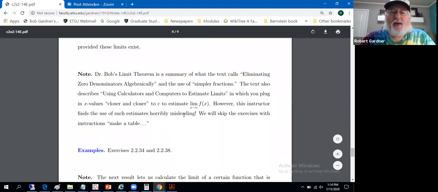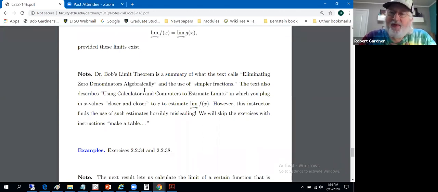Okay, the book describes this slightly differently. Dr. Bob's limit theorem is a summary of what the book calls eliminating zero denominators algebraically. It's the cancellation stuff that I'm justifying. They're calling it this thing about eliminating zero denominators. You better not have zero denominators. So I object a little bit to that verbiage, actually. And they call these things simpler fractions. Yeah, they've factored and they've canceled, and they're looking for a justification. As it is, Dr. Bob's limit theorem will act as our justification.